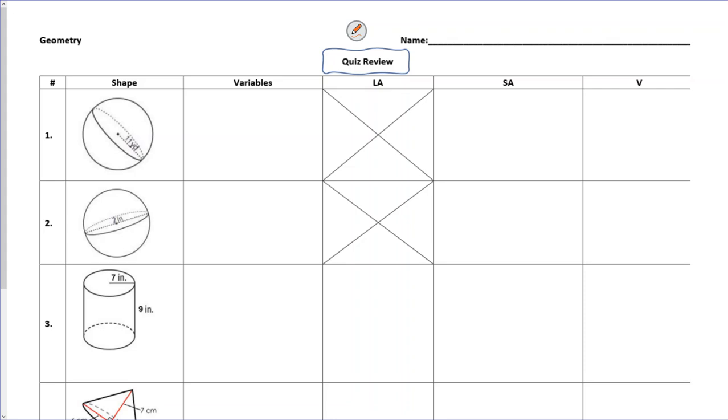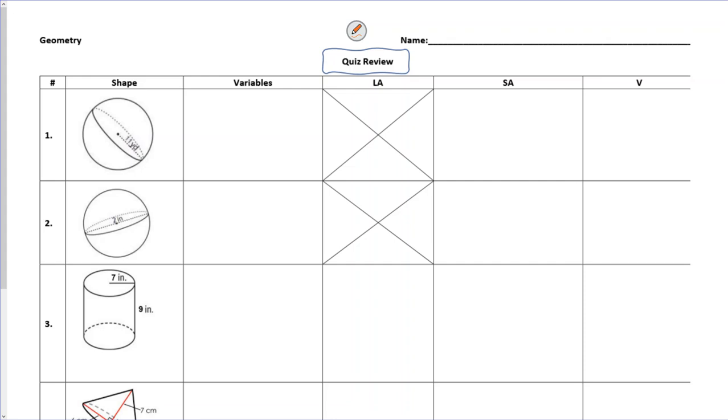You guys have a quiz on spheres, cylinders, cones, and pyramids. We're going to go through this quiz review. This paper is not in your packet. It is a separate sheet, so make sure you have that before we get started. You can also use the formula sheets in the classrooms, or the formula sheet for the quiz will be given to you prior to this.